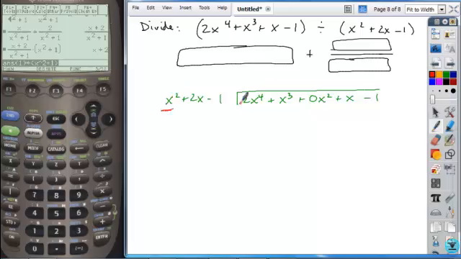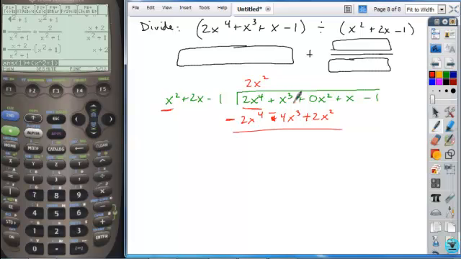So I take my first term, I figure out what do I multiply x squared by to equal the first term of what I'm dividing into. And the answer is a 2x squared. And I'm going to distribute that 2x squared to all the terms outside. So I get 2x to the fourth plus 4x cubed, and then minus 2x squared. Change the sign of all my terms. And then combine down my columns.